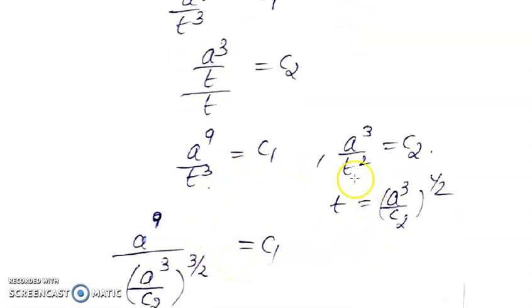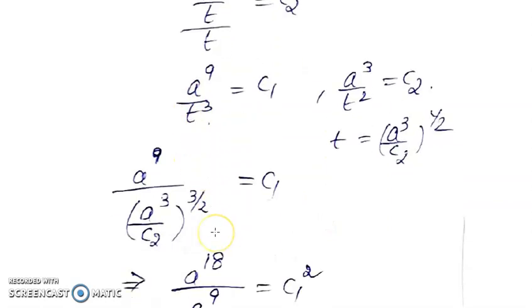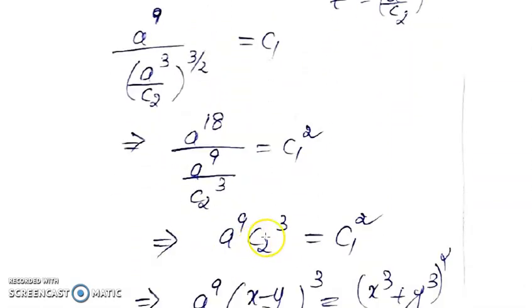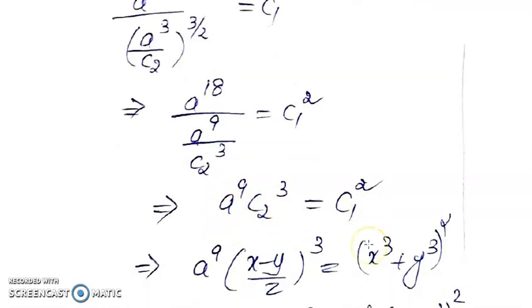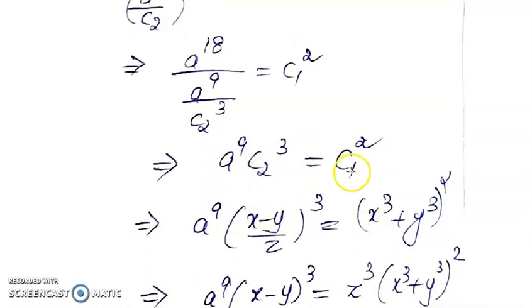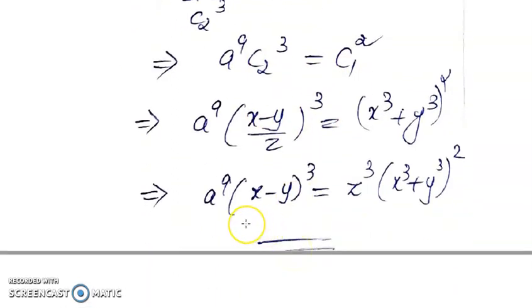So from the second equation here I am finding the value of t and substituting that in the first one. On simplifying, you are going to get a raised to 9 c2 cube equal to c1 square. Now substitute back c1 and c2. So that gives me a raised to 9 into (x minus y) whole cube equal to z cube into (x cube plus y cube) whole square.